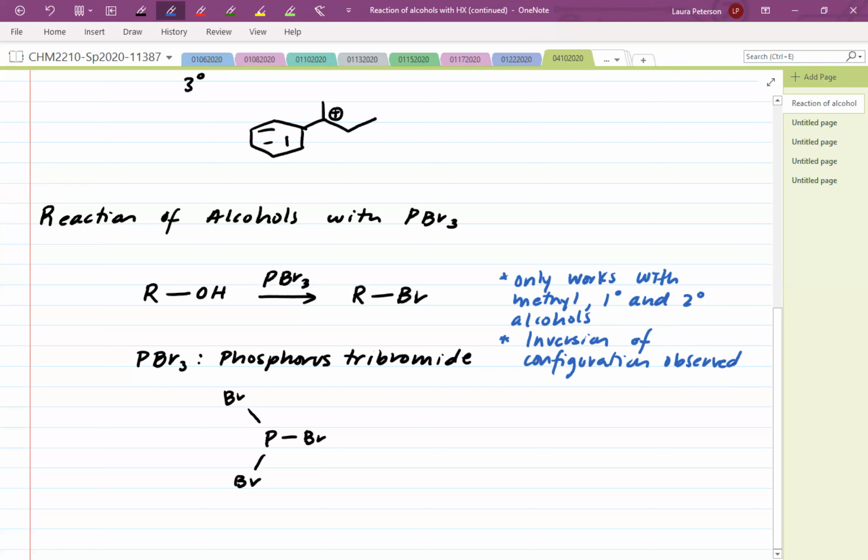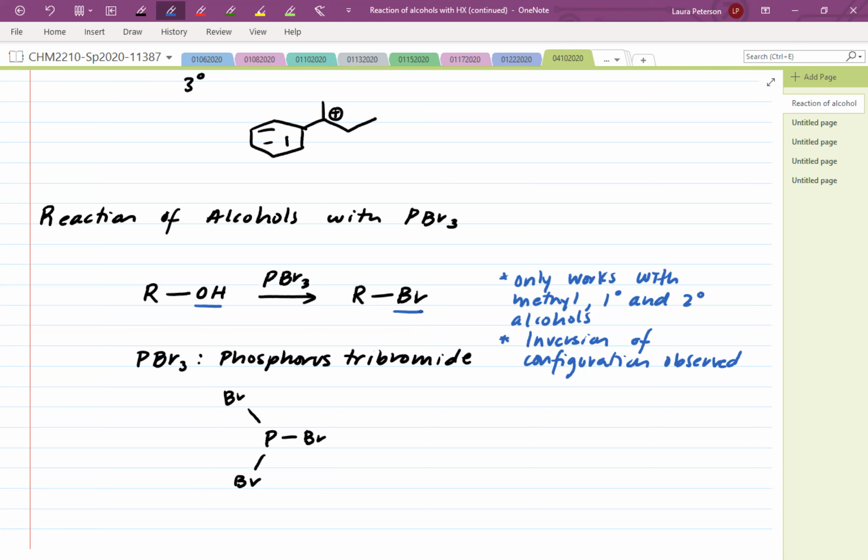Okay, so given that we're observing inversion of configuration and this only works on methyl, primary, and secondary alcohols, we can predict what type of substitution mechanism this is undergoing. So we're doing a substitution, bromide is going to replace the OH, the hydroxyl group. So it's formally a substitution. So if we had to think about what would be a likely mechanism here, SN1 or SN2, we have all the information to answer that question, right?